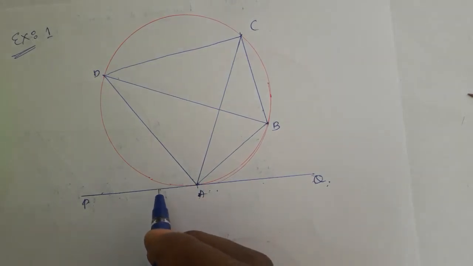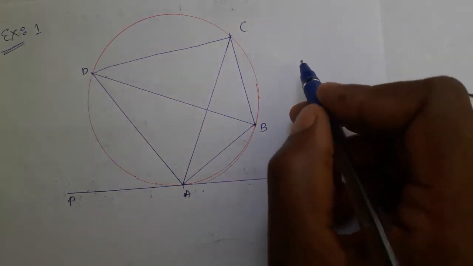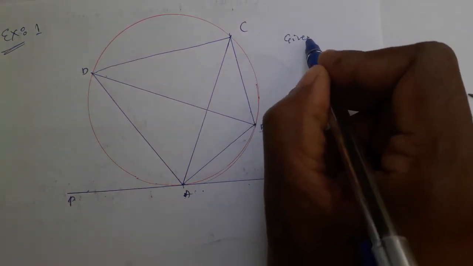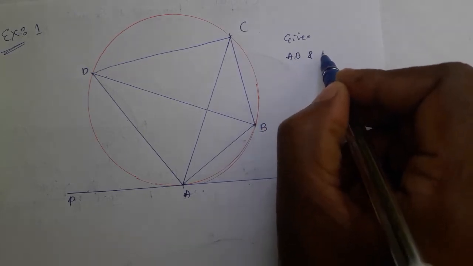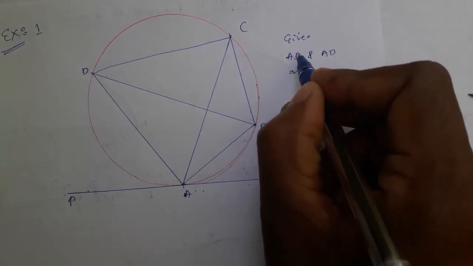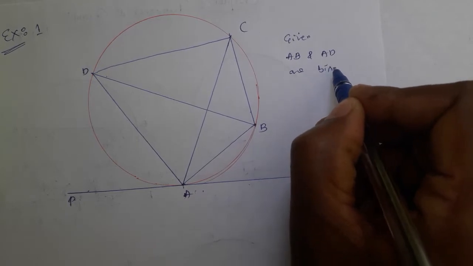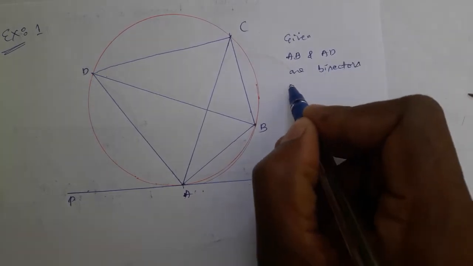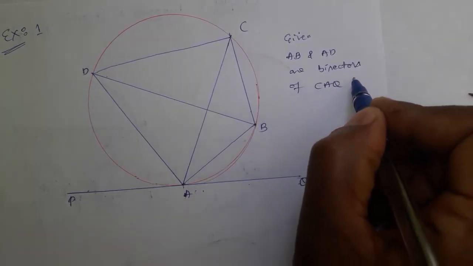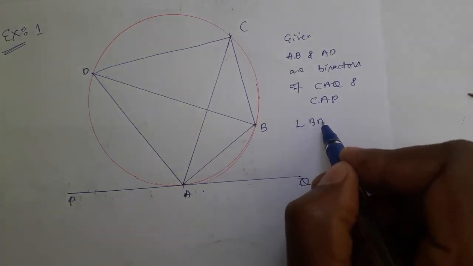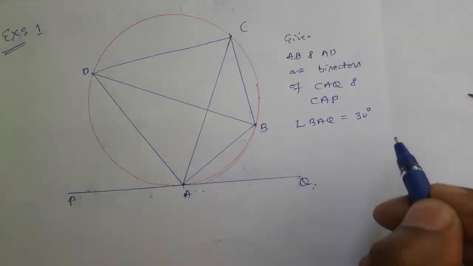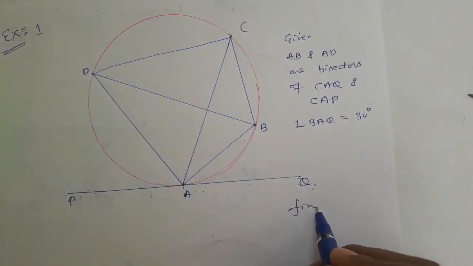AB and AD are bisectors. The given points, what are given in the question? AB and AD are bisectors of CAQ and CAP. Angle BAQ equals 30 degrees. This is also given.